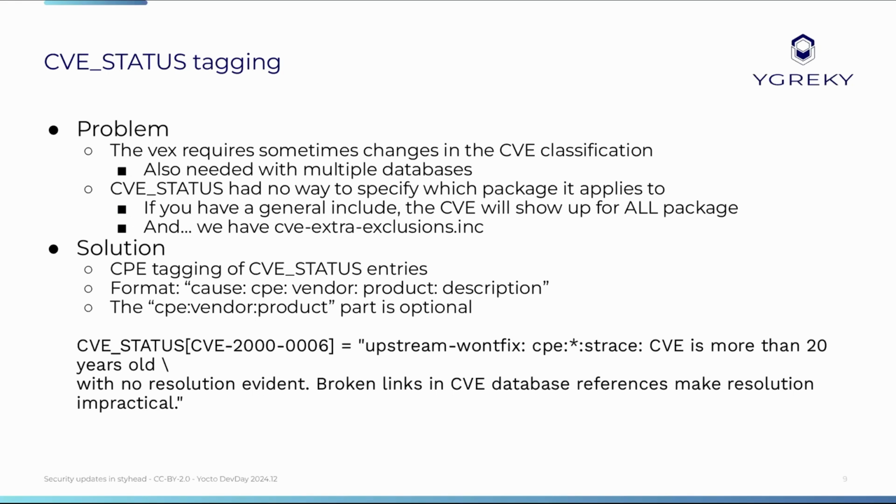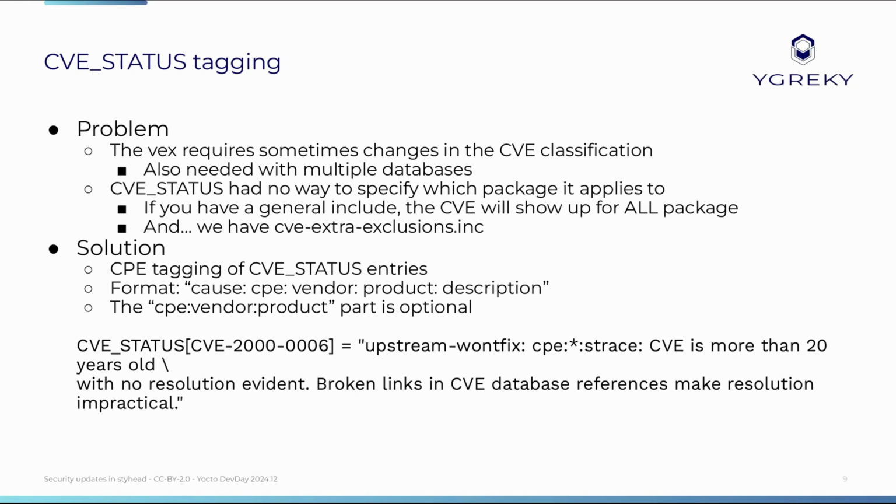Now, we have a little bit more complicated change. That's the tagging of the CVE status. During the work on the VEX support and external tooling, sometimes we need to change the classification of the CVE, so patched, unpatched, during the process, because we get more complex conditions and the assessment changes. And it will be also needed in the case of using multiple vulnerability databases.